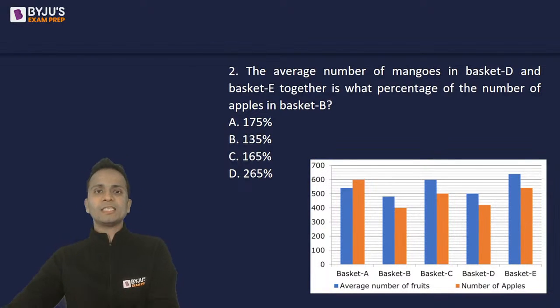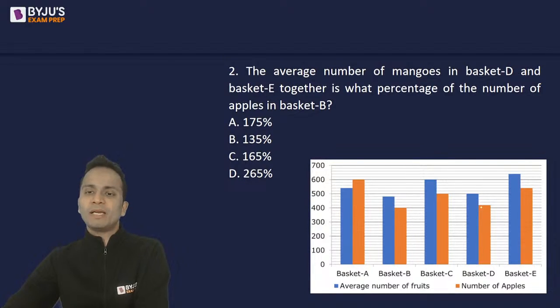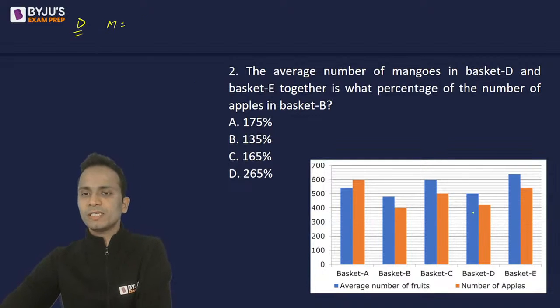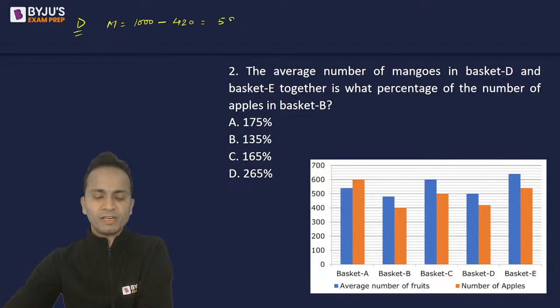Okay, now let's look at this one. The average number of mangoes in basket D and E together. So let's calculate the number of mangoes in basket D. The number of mangoes in basket D will be the total number of fruits, now the total number of fruits is 500 as the average, 500 multiplied by 2, that is 1000, minus the number of apples, which is 420. So it comes out to be 580.